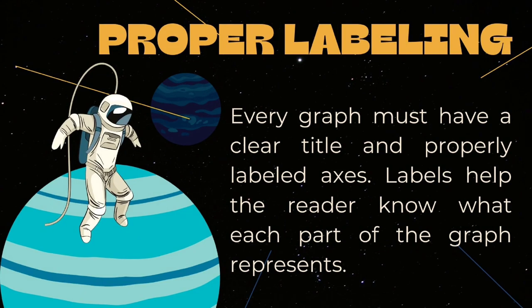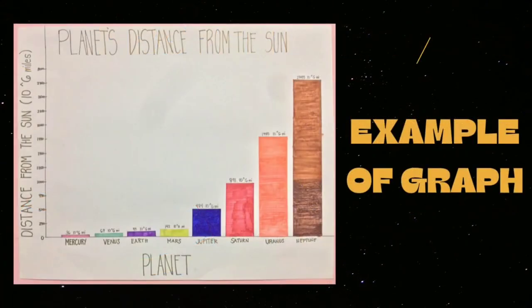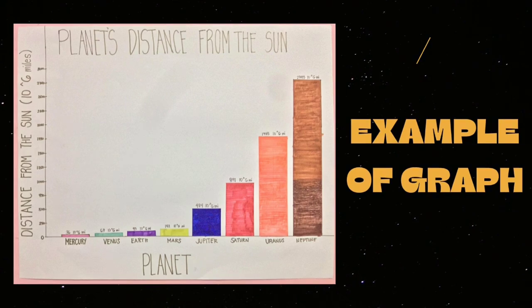Proper labeling. Every graph must have a clear title and properly labeled axes. Labels help the reader know what each part of the graph represents. Here is an example of a bar graph showing the distance of the different planets from the Sun.